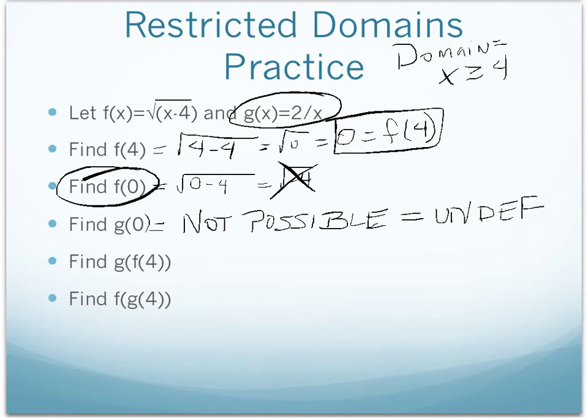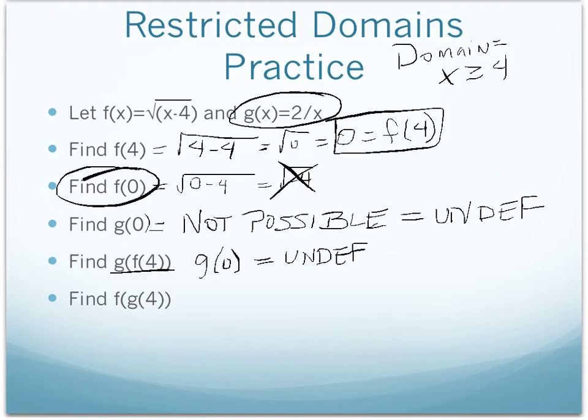Okay, now let's find f of g of 4. Or sorry, g of f of 4. Well, f of 4 we know is 0. Now that was defined. But then when we go to put it in, that's going to amount to having g of 0, which we know is undefined. So sometimes you can have the inner function defined, but then that output is not an input for your other function.